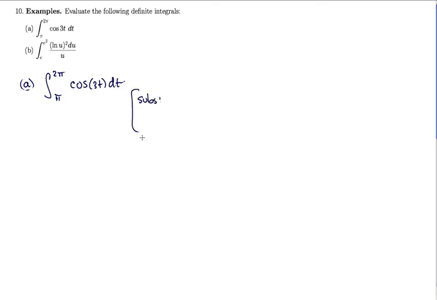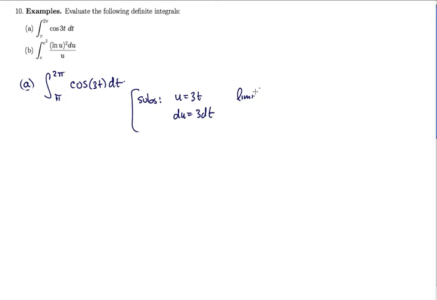Here we're just guided by the fact that we know how to integrate the cosine function if the argument is just a variable. Here we've got this extra factor of a 3 in there, so let's substitute for it. u is equal to 3t, so du is equal to 3 dt. And we can also change the limits of integration as well.